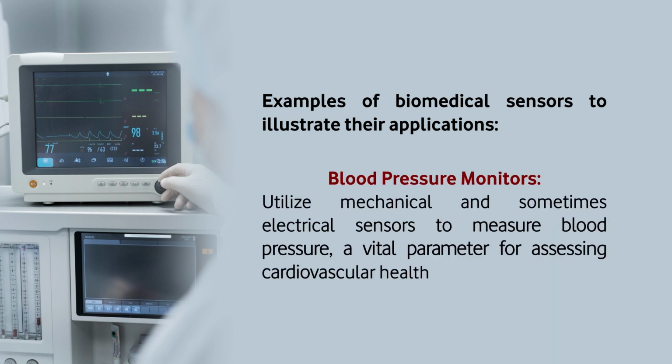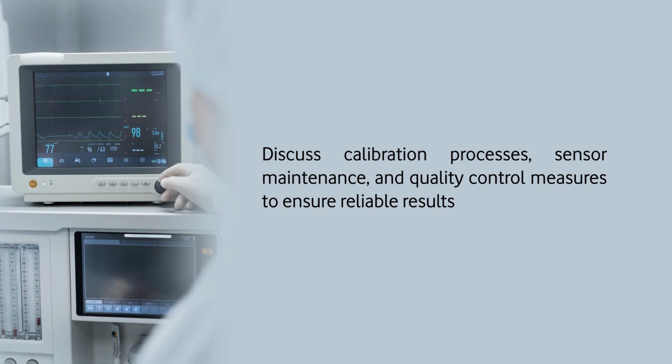Blood pressure monitors utilize mechanical and sometimes electrical sensors to measure blood pressure, a vital parameter for assessing cardiovascular health, ensuring accuracy and precision in measurements. Emphasize the critical need for accuracy and precision in biomedical measurements, as decisions related to patient care often rely on this data. Discuss calibration process, sensor maintenance and quality control measures to ensure reliable results.